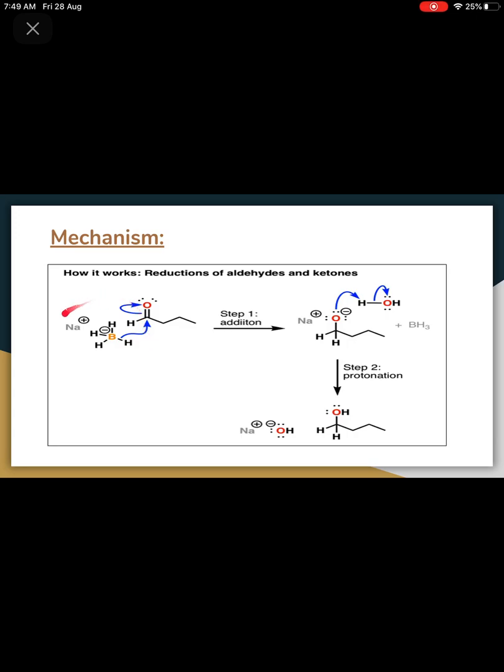So basically this NaBH4, right? The hydrogen atom from NaBH4 will get attached to this carbonyl carbon atom. So first step is what? Addition step, in which addition of hydrogen to the carbonyl group will take place. And second step is what? Protonation of that negatively charged oxygen atom. And the byproduct is what? NaOH. So this is the mechanism of how NaBH4 reduces the aldehyde and ketone.